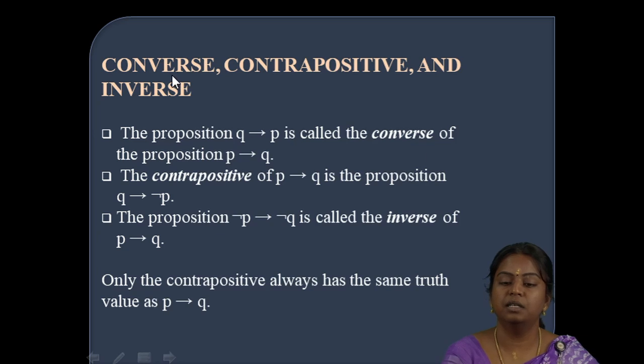Now let us learn the concepts of converse, contrapositive and inverse. The proposition Q implies P is called the converse of the proposition P implies Q. The contrapositive of P implies Q is the proposition not Q implies not P. The proposition not P implies not Q is the inverse of the proposition P implies Q. Here, we should note that the contrapositive always has the same truth value as P implies Q.